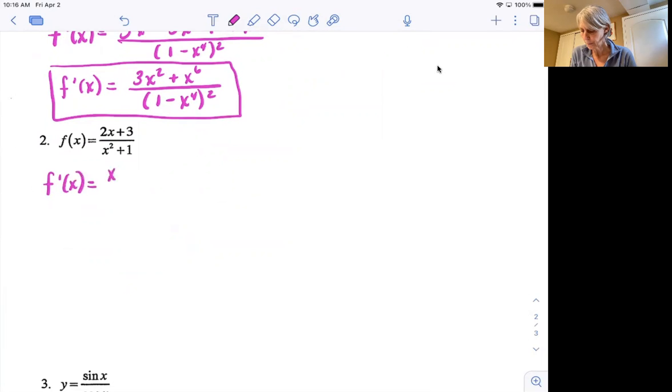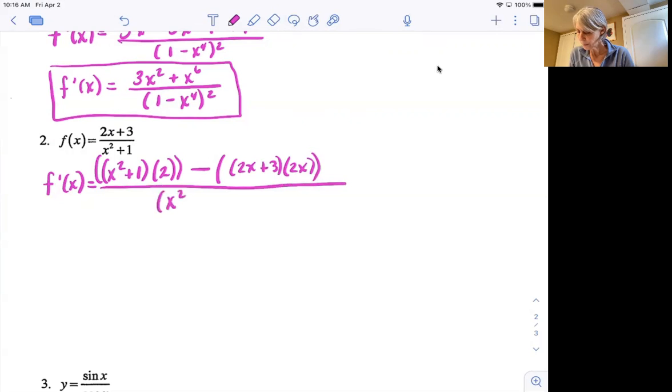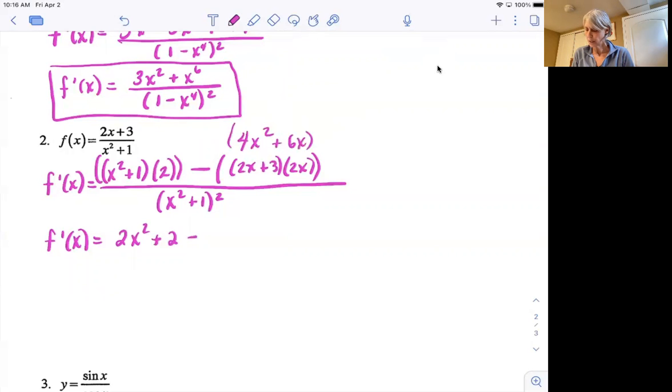The bottom times the derivative of the top minus the top function times the derivative of the bottom over the bottom squared. Clean up that numerator. 2x squared plus 2, 4x squared plus 6x minus 4x squared minus 6x.